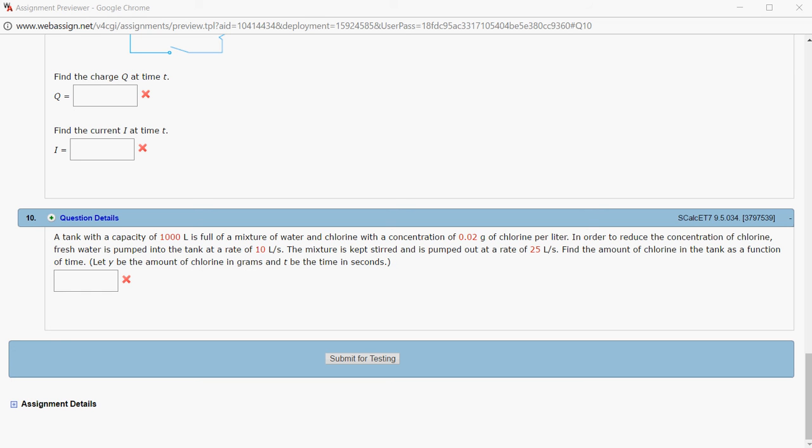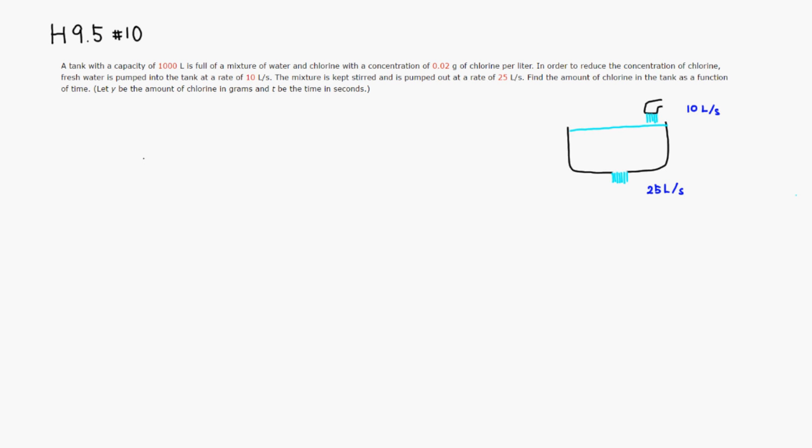All right, let's look at homework 9.5, problem number 10. We have a tank with a capacity of 1,000 liters that is full of a mixture of water and chlorine, with a concentration of 0.02 gram per liter. In order to reduce the concentration of chlorine, fresh water is pumped in at the rate of 10 liters per second, and the mixture is stirred and pumped out at the rate of 25 liters per second. Find the amount of chlorine in the tank as a function of time.